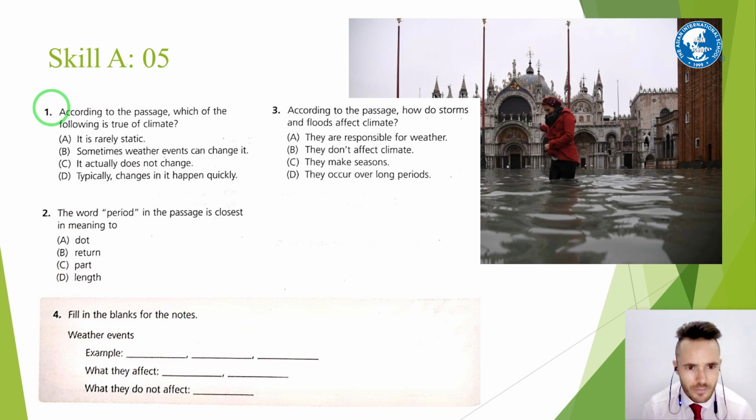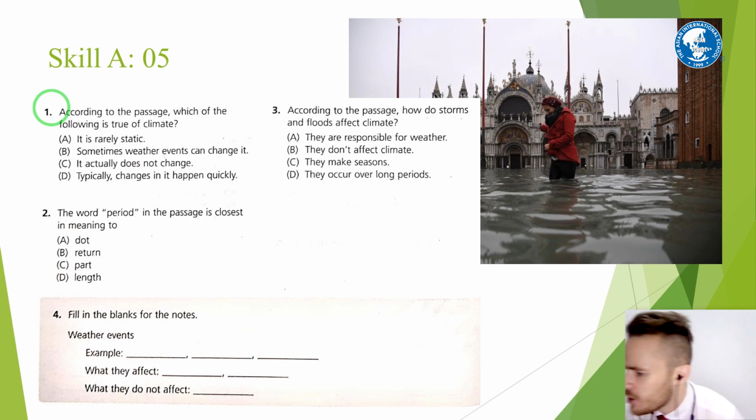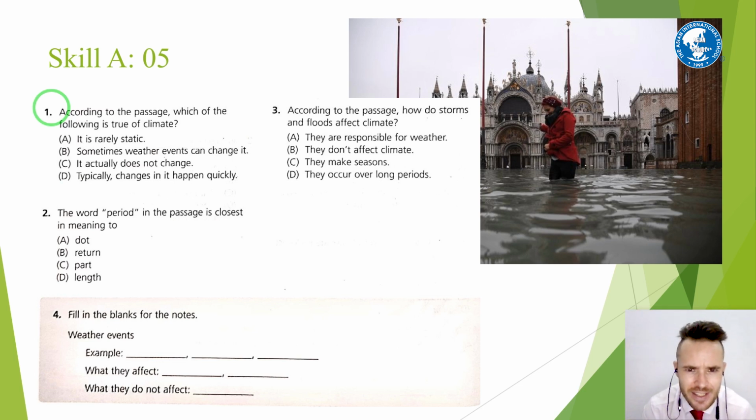Question 2. The word period in the passage is closest in meaning to length of time, period of time. Question number 3. According to the passage, how do storms and floods affect climate? A, they are responsible for weather. B, they don't affect climate. C, they make seasons. Or D, they occur over long periods. And the correct answer is B, they don't affect climate.